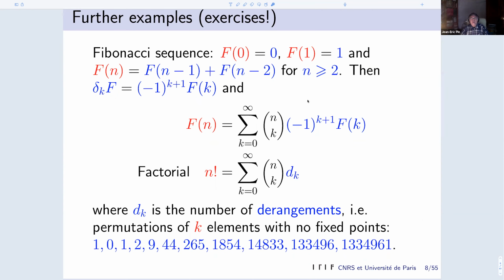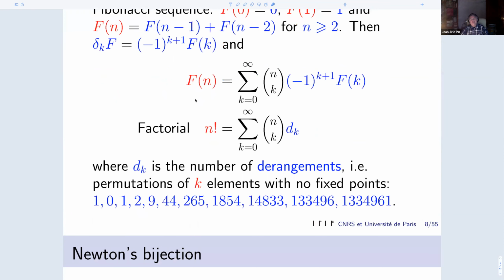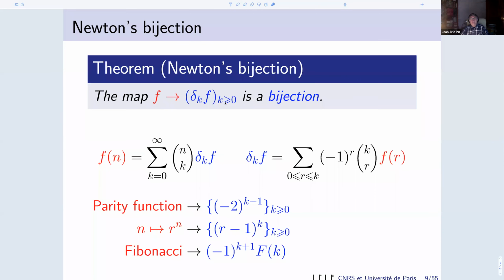So another interesting fact is that this map, which maps f onto the family of coefficients delta k of f, is actually a bijection. If you have this decomposition, f of n equals this sum, then you can recover the delta k of f with this formula. For instance, if you have the parity functions on the left-hand side, you get the powers of minus 2 on the right-hand side. If you start with r to the n, you get r minus 1 to the power k. And for Fibonacci, you also get this.